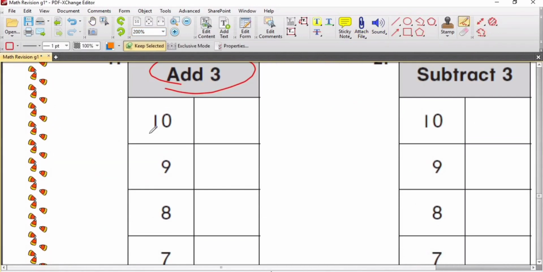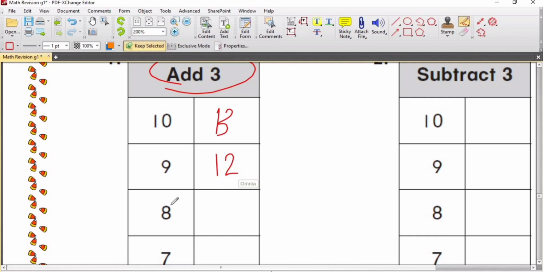Okay, let's do it. So when we add 3 to 10, the result will be what? It's like 10 plus 3. So let's count after 10, 11, 12, 13. So when we add 3 to 10, we get 13. Super. Now let's see, when we add 3 to 9, we will get what? Great, that will be 12.